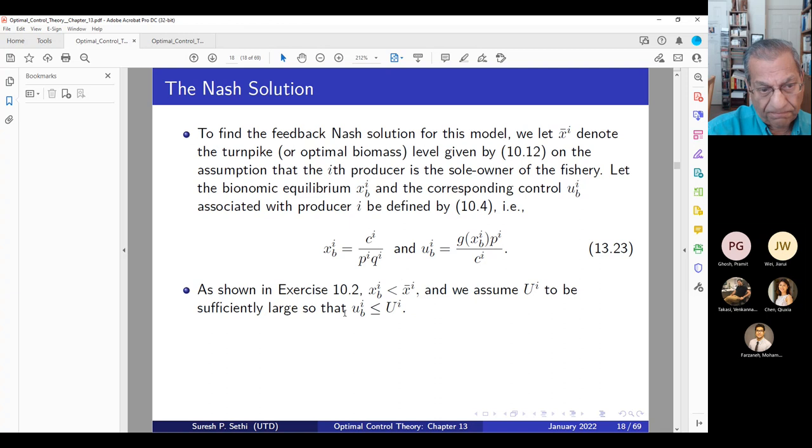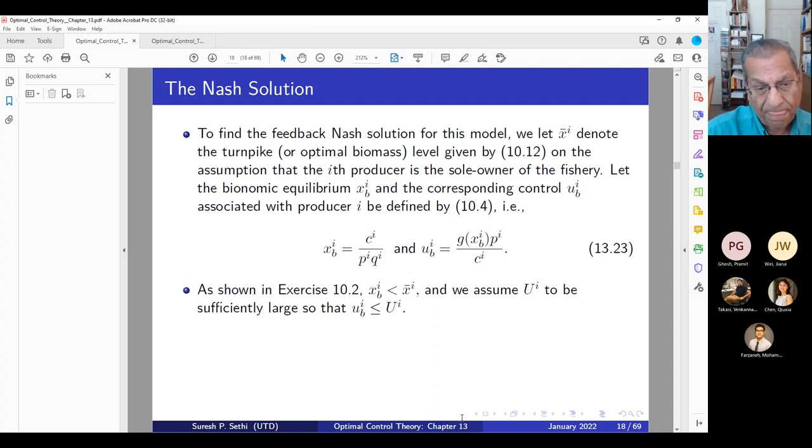Now, shown in exercise 10.2 that XBi is less than X bar i. We did that in chapter 10, that bionomic equilibrium is overfishing and it's a lower fish biomass than X bar i, and that's why we went and solved the sole owner fishery problem, because the fishery is owned by many people. That will be the equilibrium. Everybody's going to fish until no rent is available to anybody. So that one is what a sole owner would do.